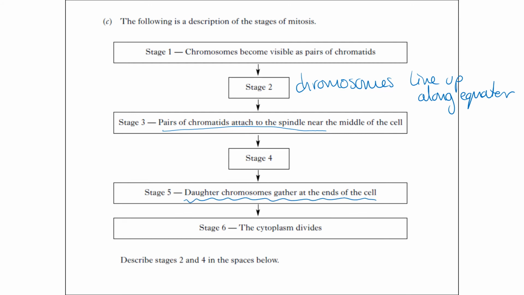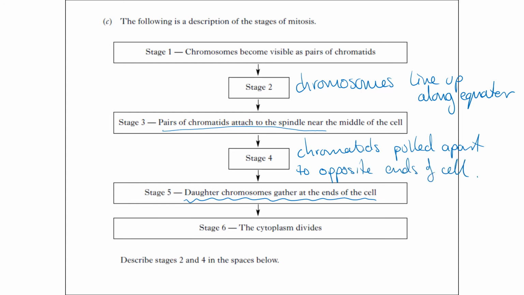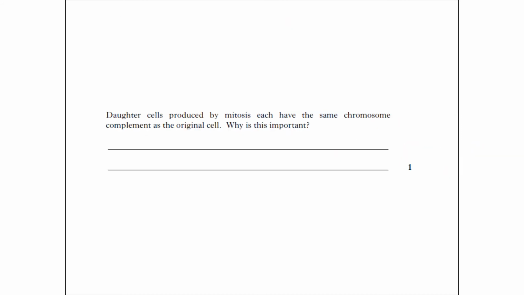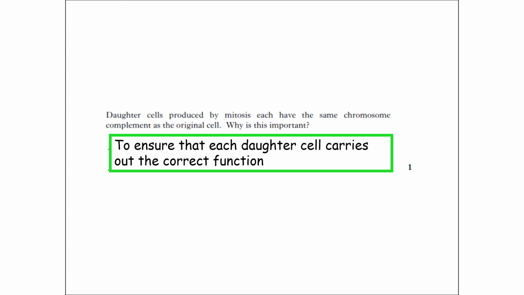ends of the cell. So what has to happen in between? Chromatids are pulled apart to opposite ends of the cell. So daughter cells produced by mitosis each have the same chromosome complement as the original cell. Why is this important? So why is it important that they're genetically identical? So that they can carry out the correct function, so that they can function properly, so that they can function correctly.